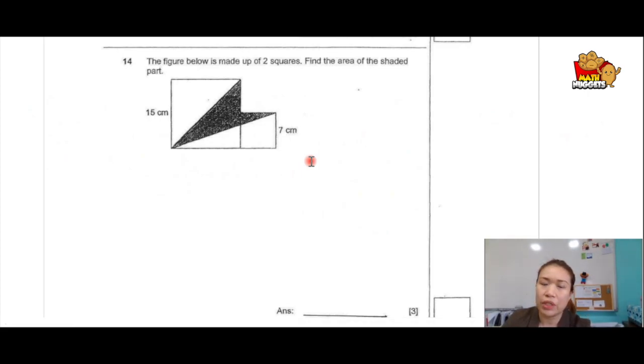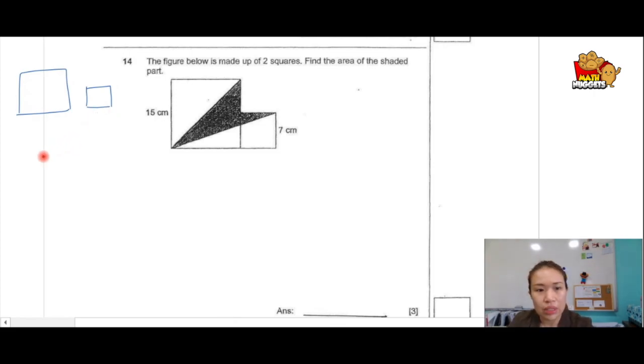Question 14, the figure is made out of 2 squares. Find the area of the shaded part. So the plan for this is to find the total area of the 2 squares that you have. You have 1 big square, you have 1 small square. Okay, find the total area. Afterwards, we'll find the area of the blue triangle here, this unshaded one, but I'm going to shade it blue now. And also the green triangle here. Okay, so let's call this triangle A, and this is triangle B.